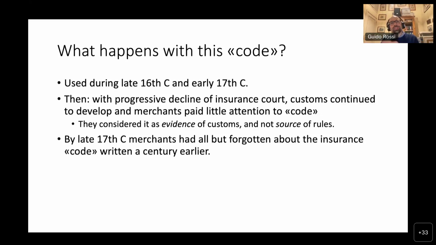And so during the 17th century, people begin to ignore this compilation, till by the end of the 17th century nobody really remembered it anymore at all. Even though, to conclude, this really is the first quasi-codification of any branch of law that took place in England. So thank you very much for your attention.